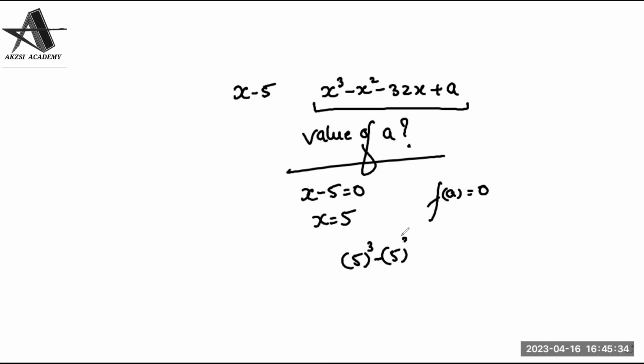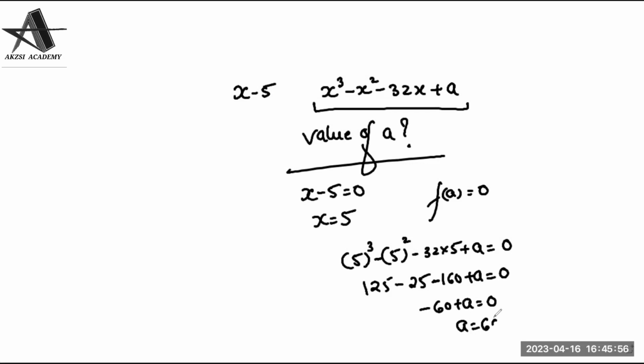So 5 cubed minus 5 squared minus 32 into 5 plus a is equal to 0. That is 125 minus 25 minus 160 plus a equals 0. This is 100 minus 160 plus a equals 0, and a is equal to 60. So we get a equals 60 as our answer. Try this one: x plus 4 is a factor of x cubed plus 11x squared plus ax minus 72, and you have to find the value of a.